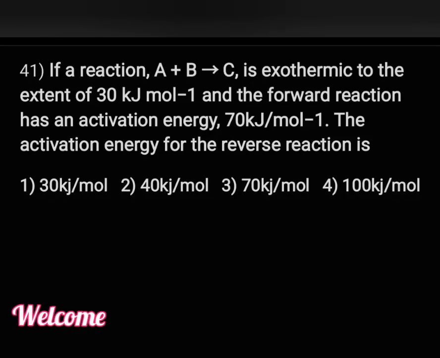41st question. If a reaction A plus B gives rise to C is exothermic to the extent of 30 kilojoules per mole, and the forward reaction has an activation energy of 70 kilojoules per mole, the activation energy for the reverse reaction is. Here the given options are.